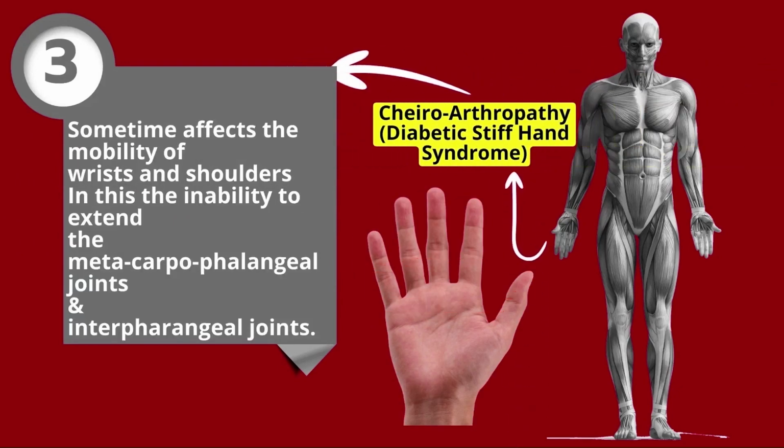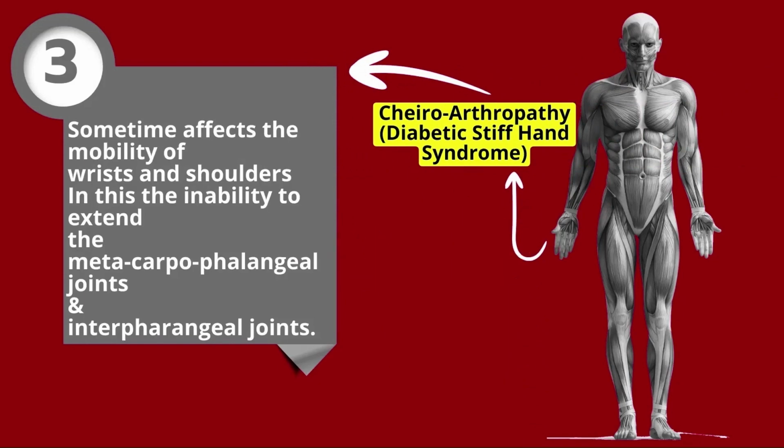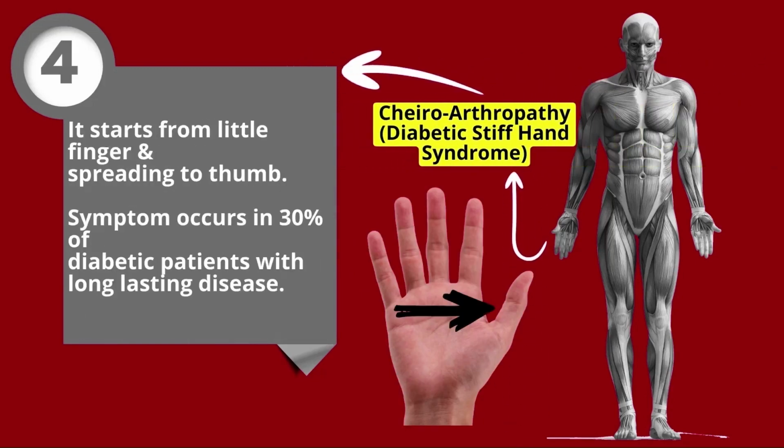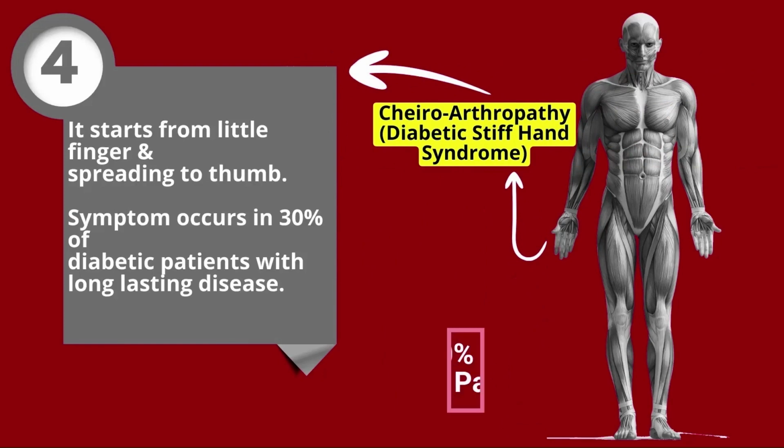Palm and finger joints, the joints between the fingers, are more affected by it, and sometimes it also affects the ankle and shoulder joints. Stiffness between the joints starts from the little finger and spreads to the thumb. Cheiroarthropathy is found in 30% of diabetic patients.